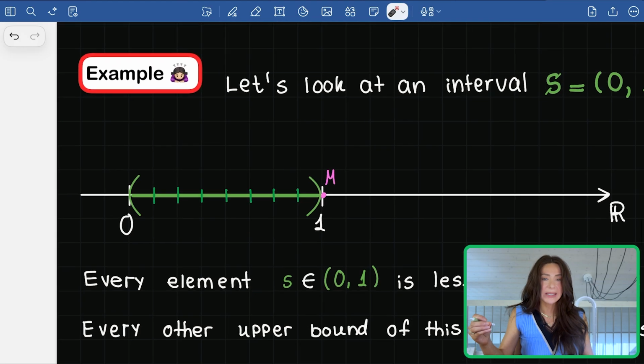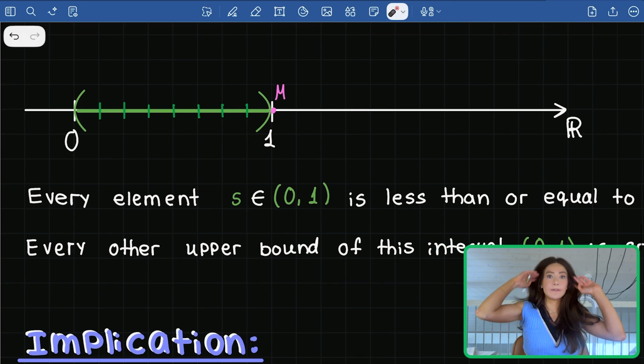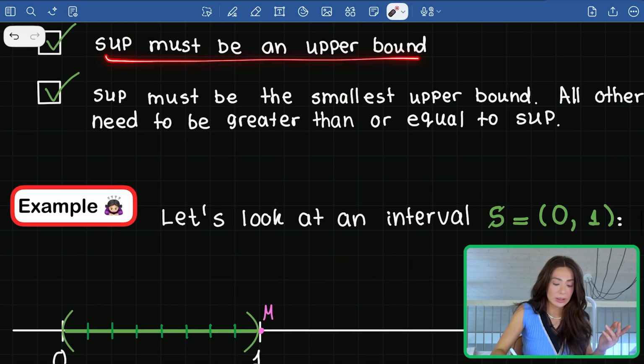The infimum is the mirror image of that argument. Infimum has to meet also two requirements. That first one, that it is one of the lower bounds, and the second, that it is the greatest of the lower bounds.